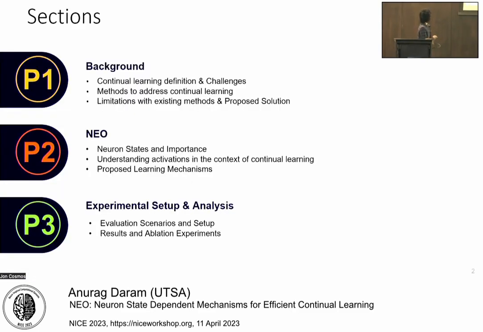Okay, so this is the outline of my presentation. I will start with the background about continual learning and the challenges that pertain to continual learning. Then this will be followed by the methods to address continual learning. What are the limitations of the existing methods and what is the proposed solution? And that will be followed by the Neo architecture as well as what is the intuition behind the proposed mechanism. And this will be followed by the experimental setup, results, and analysis of Neo on some image classification datasets.